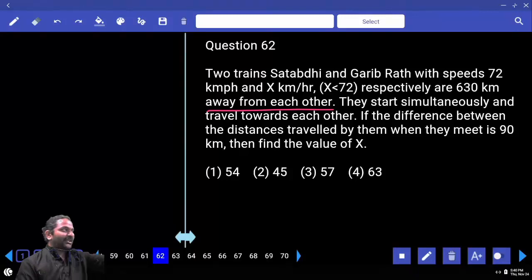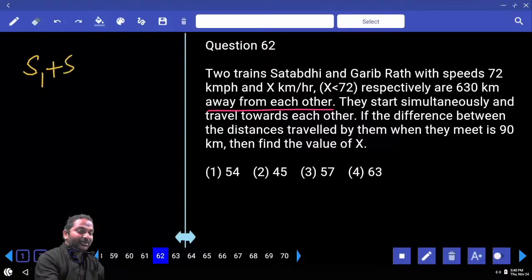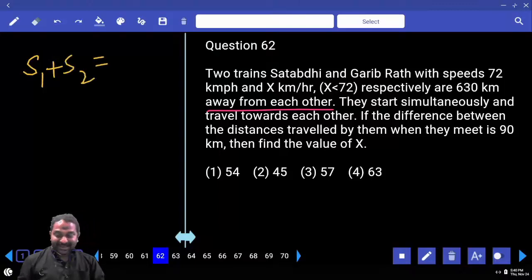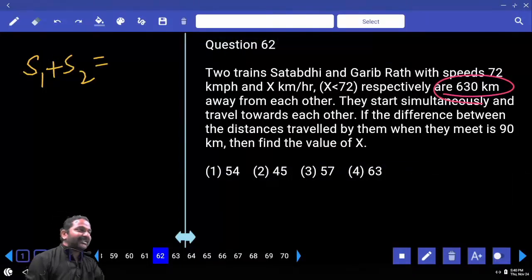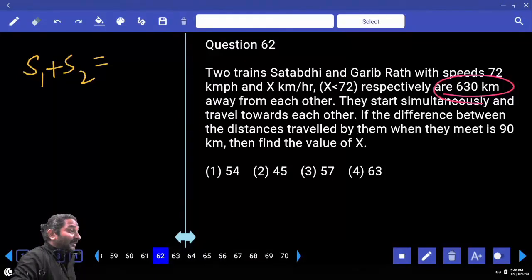A to B, B to A, they are moving in opposite direction. Then relative speed S1 plus S2 or S1 minus S2. So S1 plus S2 is equal to, can I say distance covered by both the trains 630? Why should we take S1 plus S2 as 630? You are supposed to take D1 plus D2 is equal to 630, right? D1 plus D2 or S1 plus S2? Why S1 plus S2?